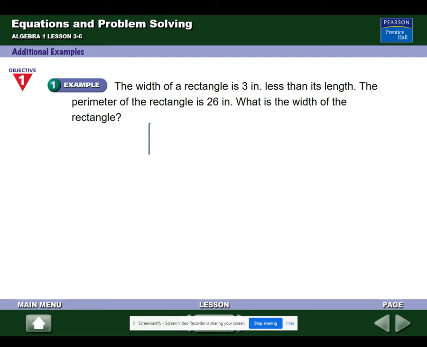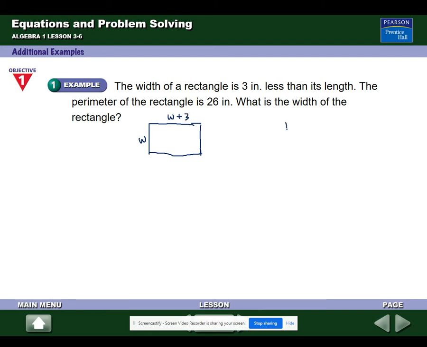A lot of times the first thought that students have when they see a problem like this is, okay, width and length, W and L. But you don't want to do that because you don't want to introduce two variables right away, something that you can't solve. They gave us the information for the length in terms of the width. The width of the rectangle is 3 less than its length. So the length would be W plus 3.